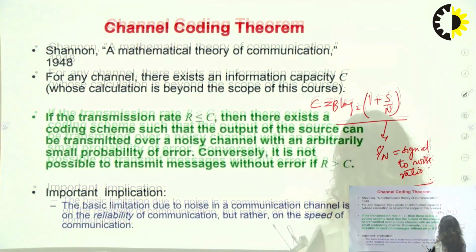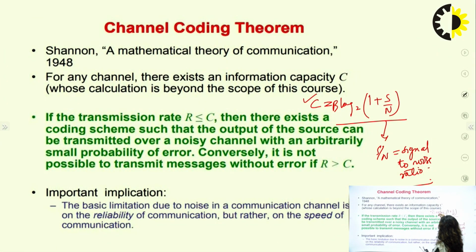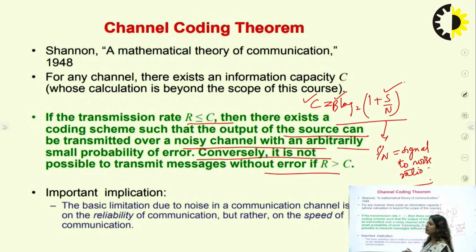There is a trade-off between the capacity of the channel, the bandwidth and the signal to noise ratio. If the transmission rate R is less than C, then there exists a coding scheme such that the output of the source can be transmitted over a noisy channel with an arbitrarily small probability of error. Conversely, it is not possible to transmit messages without error if R is greater than C.